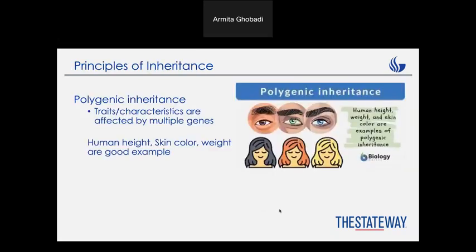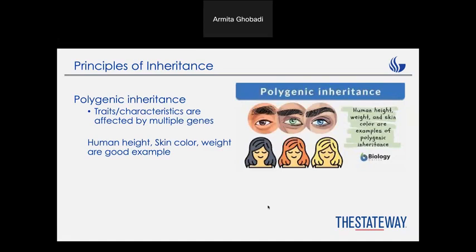Another term that you have to learn in this chapter is polygenic inheritance. It is just traits and characteristics that are affected by multiple genes. For example, human height is not a simple BB or a simple lowercase b. It's going to be so many elements that interact with each other. Same goes for skin color.